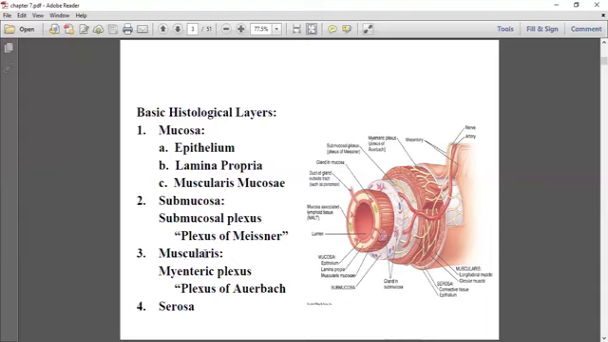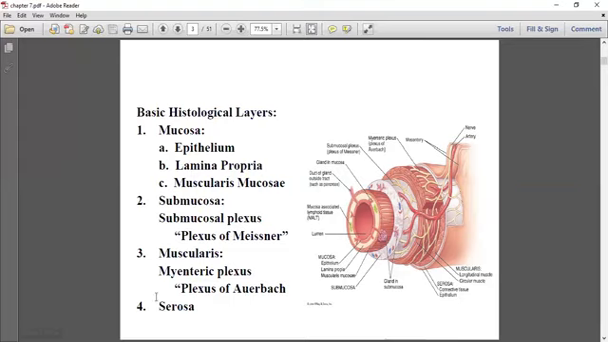The third basic tissue or histological layer is muscular tissue, called muscularis or musculosa, mainly composed of 2 layers, rich with blood vessels, nerves, as well as clusters or groups of nerve cells, also called plexus, since it is located in the muscular tissue or muscularis, called myenteric plexus or plexus of Auerbach.